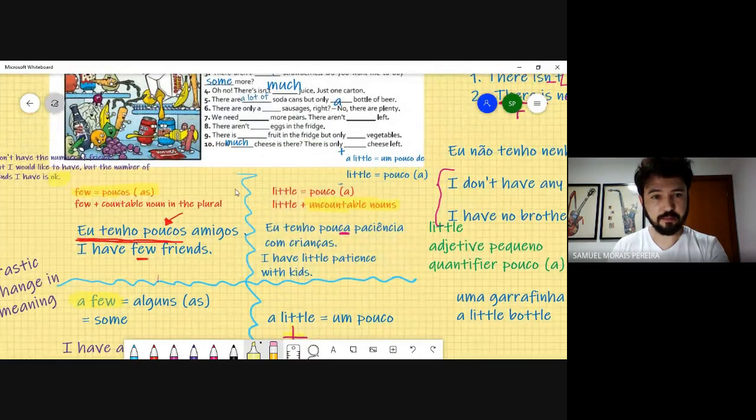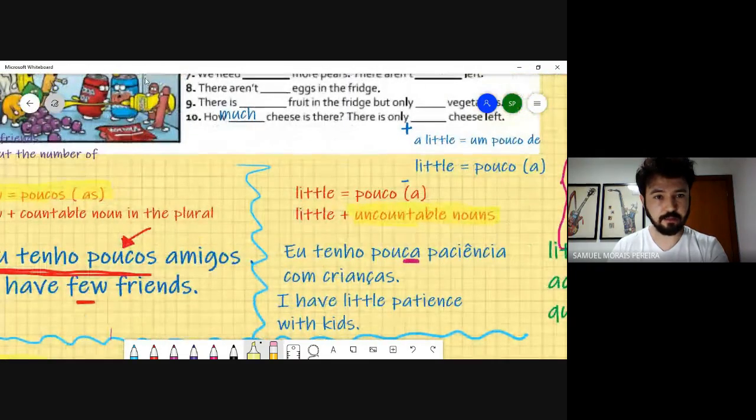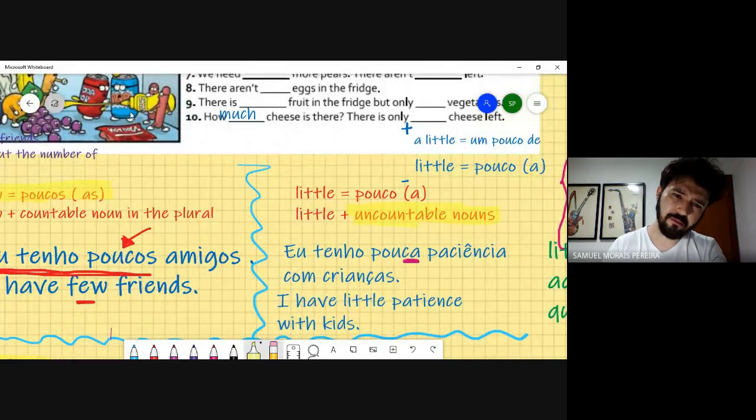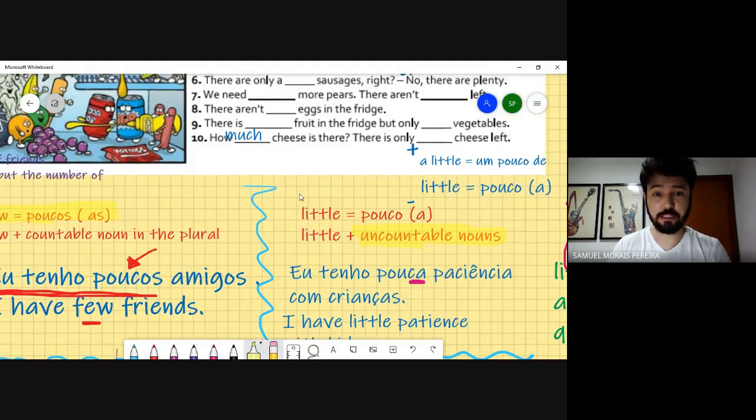I'm going to show you the sausages here. These are the sausages. Can you see they are holding some, I think it's mustard. They're holding a tube of mustard. Tá vendo? A tube of mustard. These are the sausages. Na verdade, sausages são linguiças.